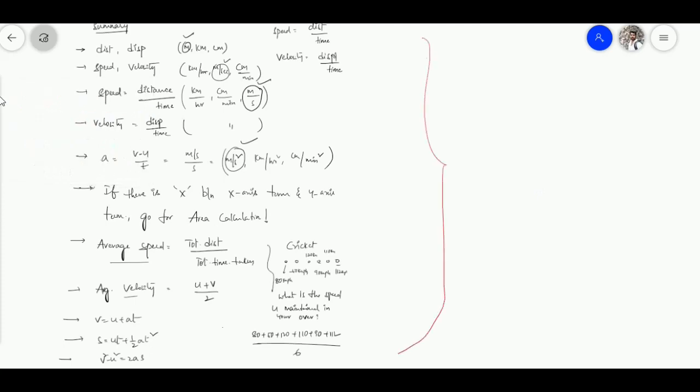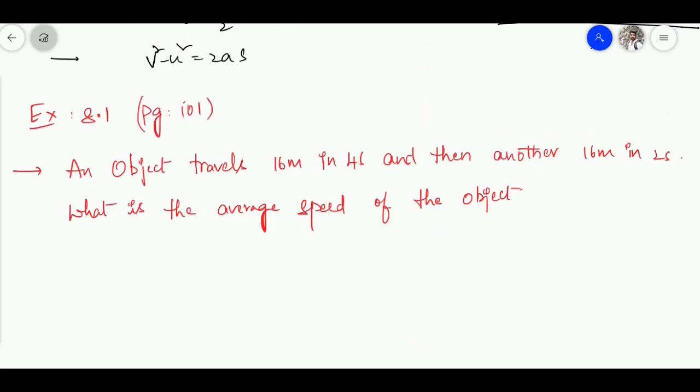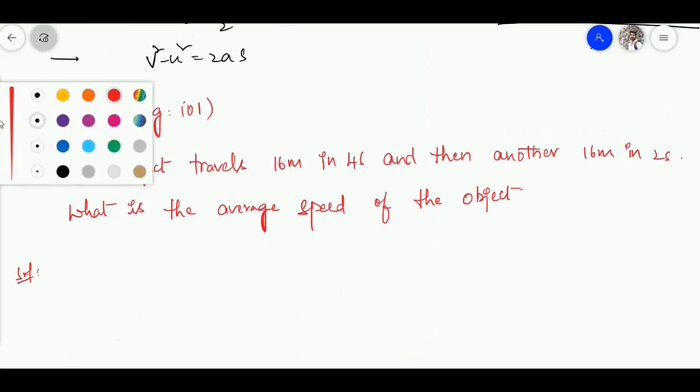If you remember all these things, you can do any problem, literally any problem in this chapter. So just remember, try to practice this. Now we are going into the problems. So here is the question. First question, example 8.1 from page number 101 of your NCERT textbook, grade 9 motion chapter, obviously.